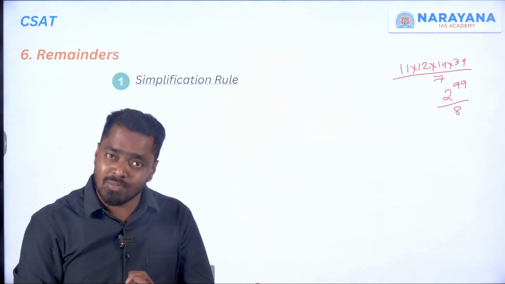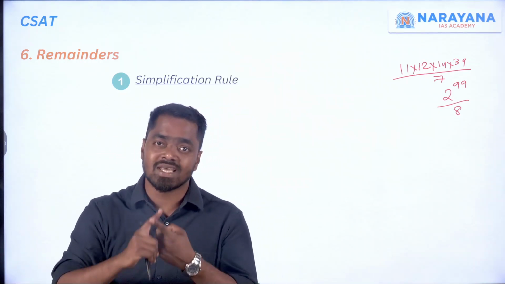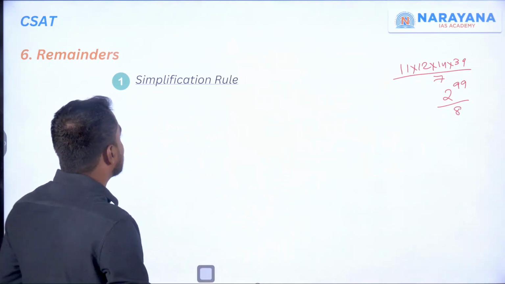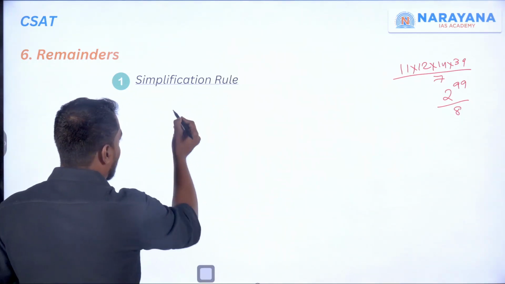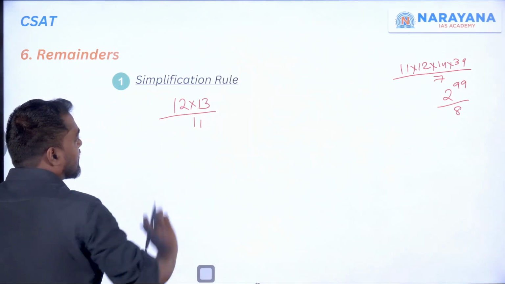The first one is simplification rule. The second one is Fermat's theorem. The third one is cyclicity theorem. First, let's discuss this simplification rule through an example. Suppose there is 12 into 13 divided with 11.